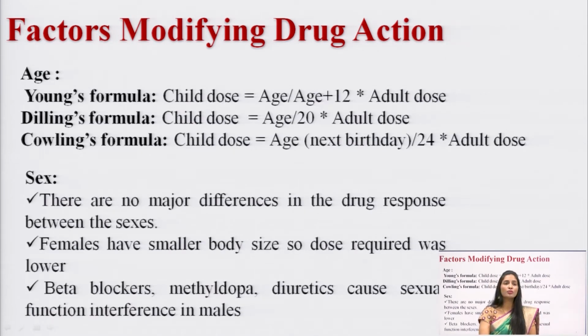The next factor modifying drug action is age. Age also plays an important role in modifying the drug action. We categorize age into three major types: children, which includes newborns, children and infants; adults; and elders.